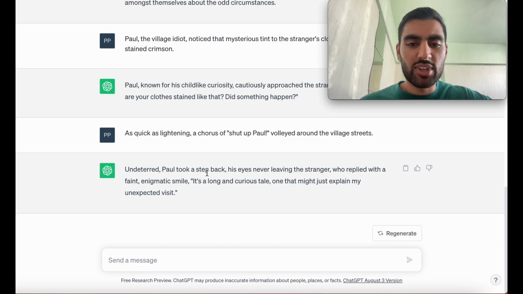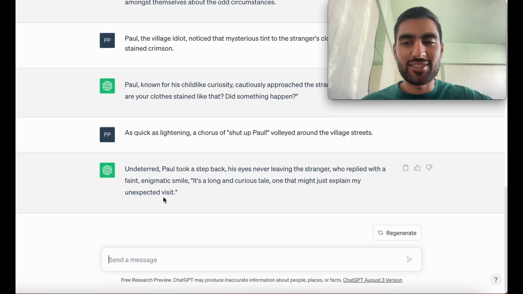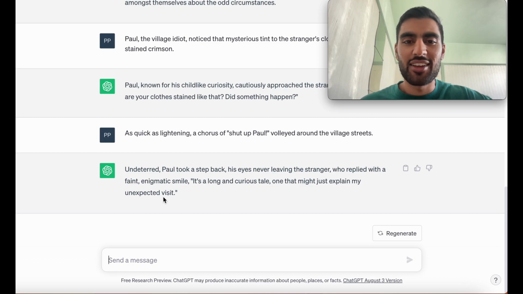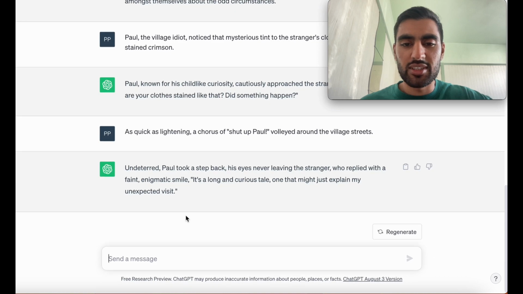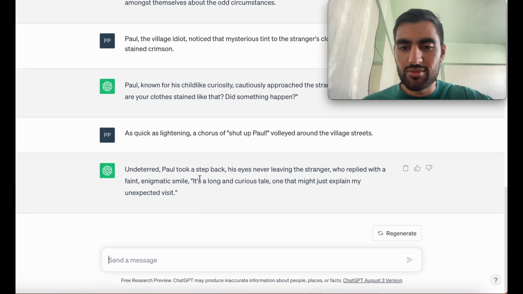Undeterred, Paul took a step back, his eyes never leaving the stranger, who replied with a faint, enigmatic smile, "It's a long and curious tale, one that might just explain my unexpected visit." Alright, I don't know where that accent's from, but let's proceed. Paul's still looking at the stranger, and the stranger replies, "It's a long and curious tale."